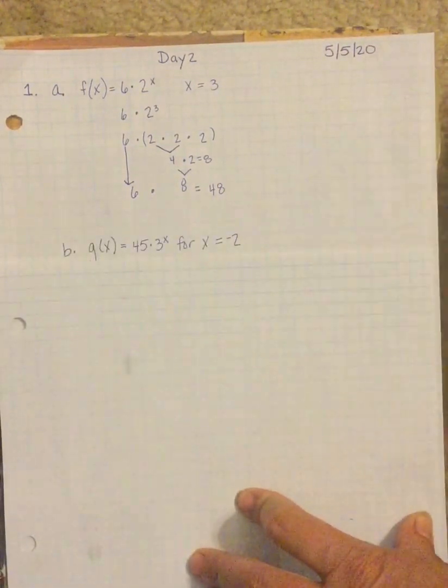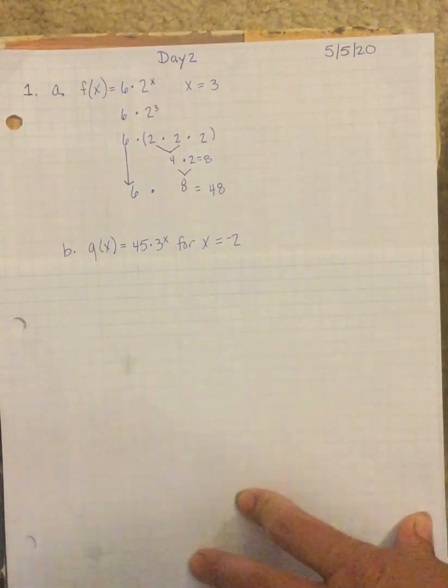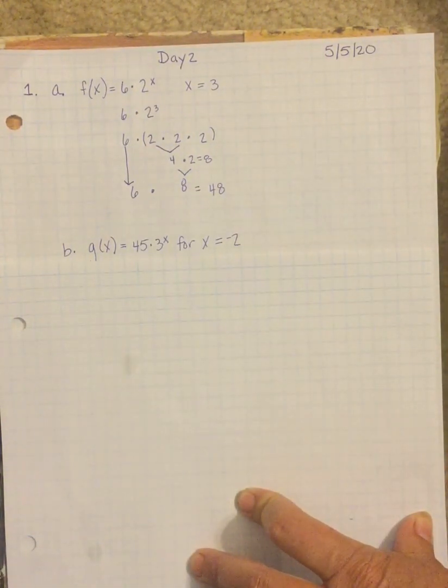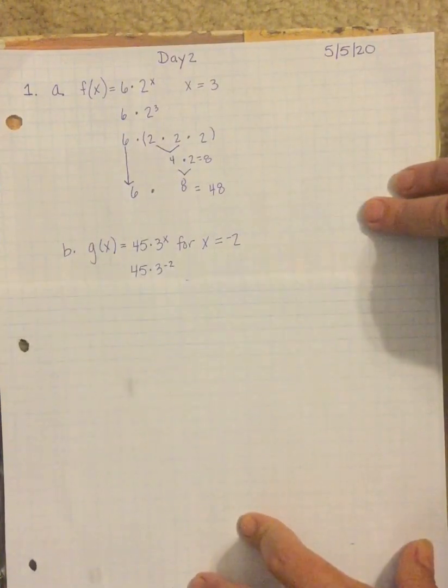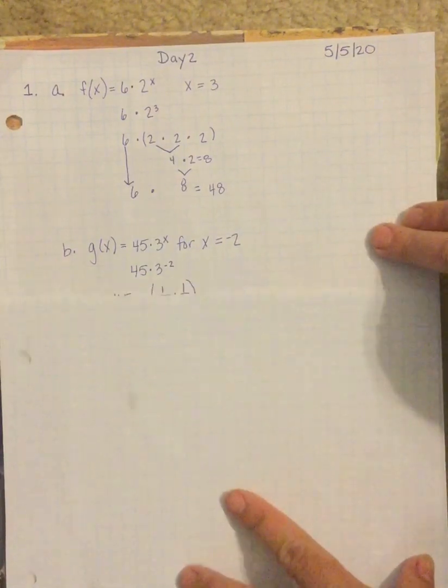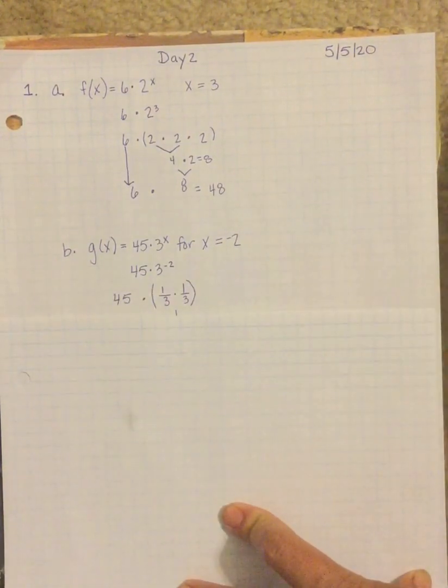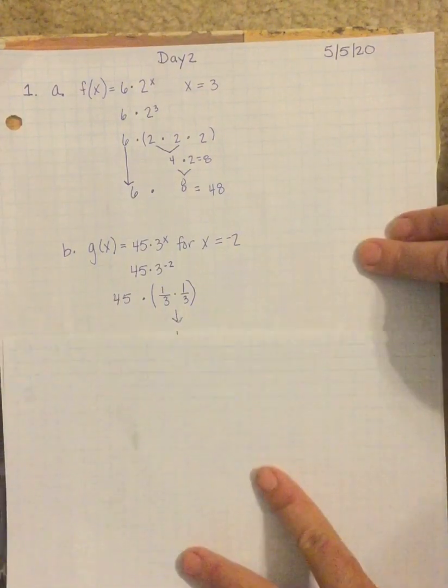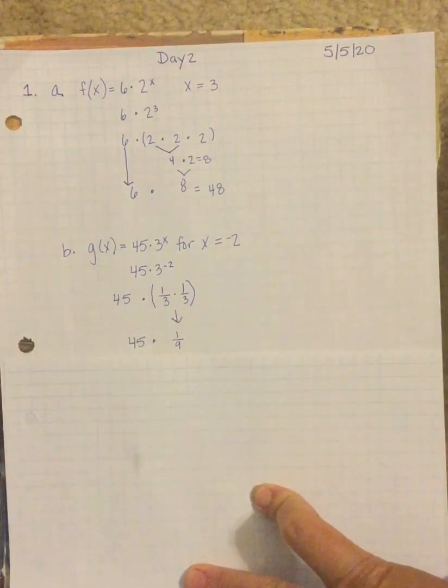Okay, so here's B. We have g of x equals 45 times 3 to the x power, for x equals -2. So we do the same thing. So 45 times 3 to the -2. So when we have negatives, they turn into fractions. So we have 45 times 1/3 times 1/3. So we're going to end up with 45 times 1/9, because 1/3 times 1/3 is 1/9.